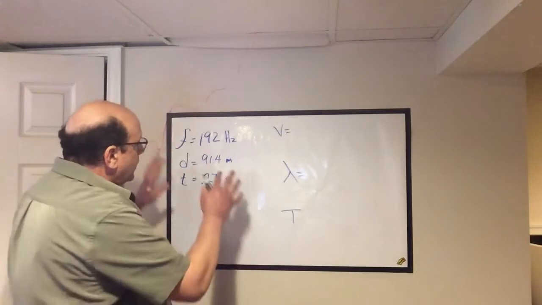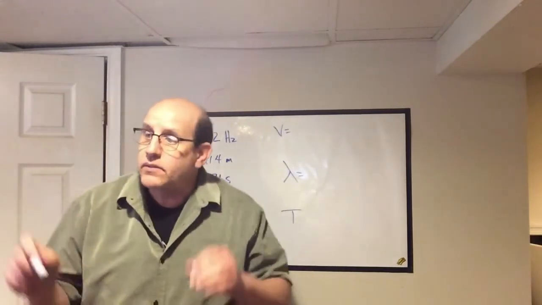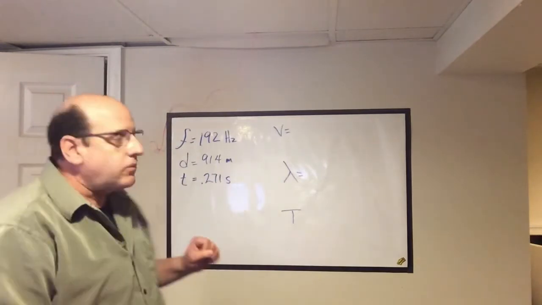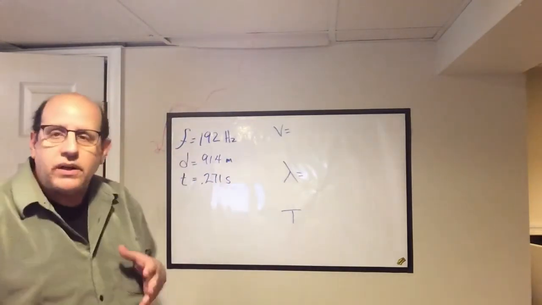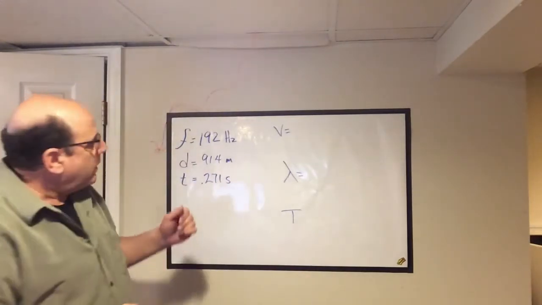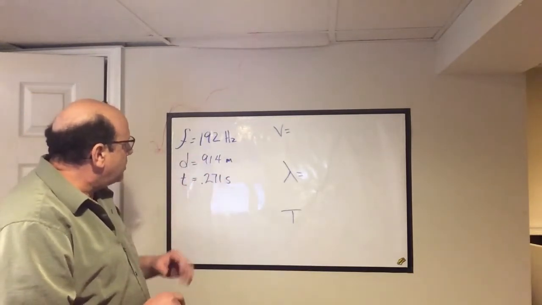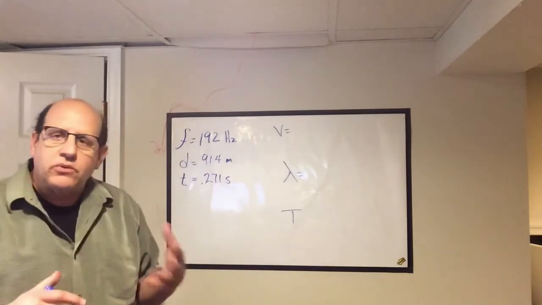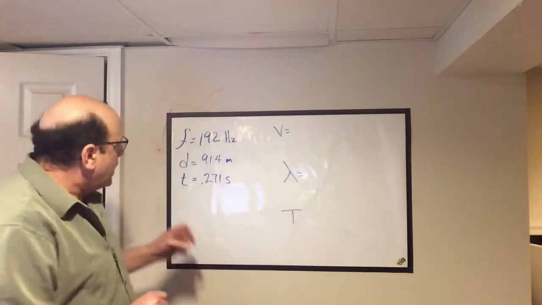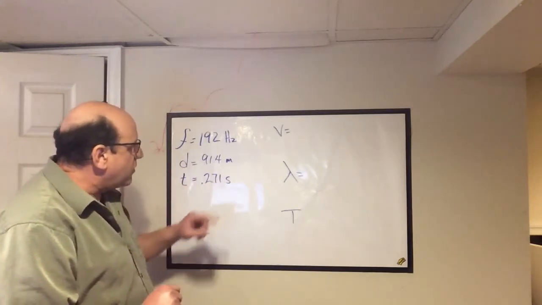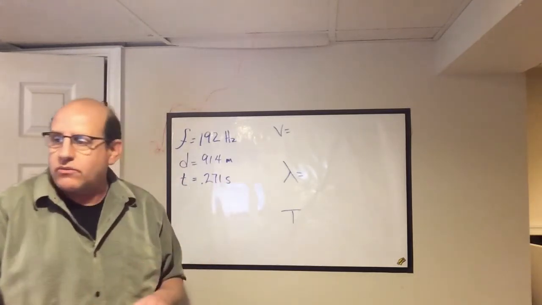I'm going to go through the example problem. The example problem talks about the characteristics of a sound wave. The sound wave has a frequency of 192 hertz. It travels a distance, or has a displacement, of 91.4 meters, which is the length of a football field. And it travels that distance in 0.271 seconds. So it's pretty darn fast.